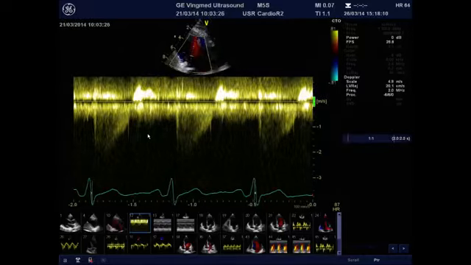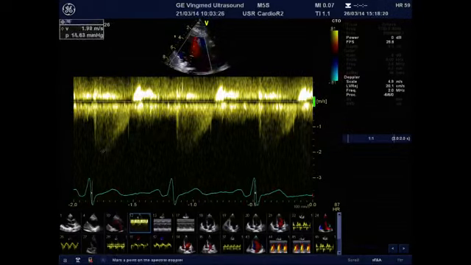Then we align the cursor with the direction of the TR jet, and then you can have the spectrum of tricuspid regurgitation. Here is a faint signal because there was really very mild TR. If you measure it in this normal subject, it is a gradient of 17, which together with the pressure in the right atrium will give us a totally normal pulmonary artery systolic pressure of around 20.